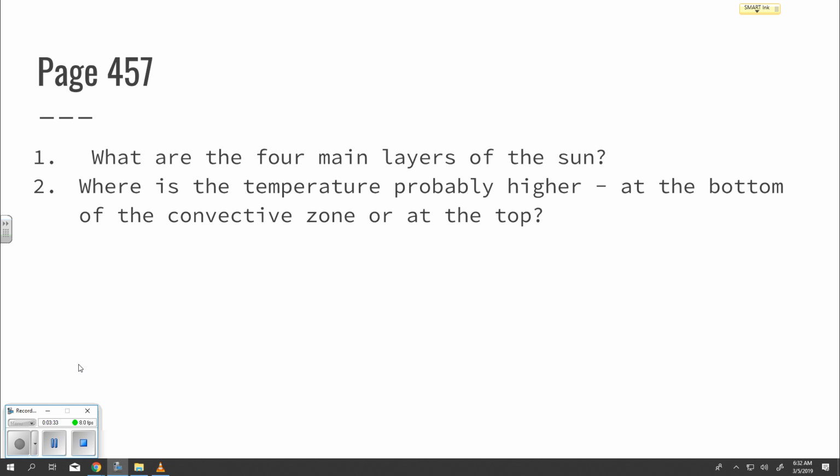Where is the temperature probably higher, at the bottom of the convective zone or at the top? Your answer is bottom.